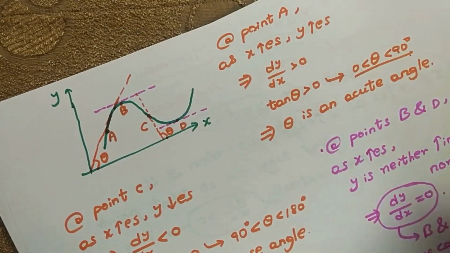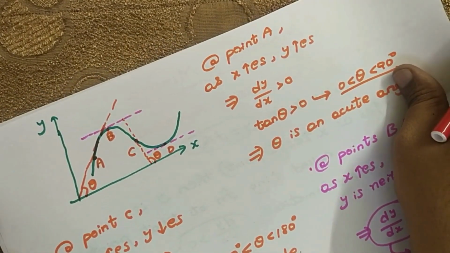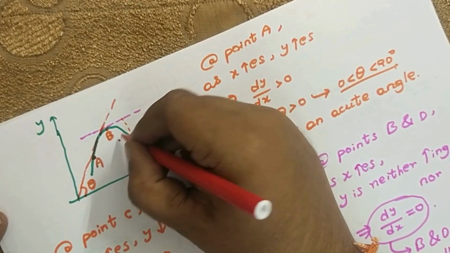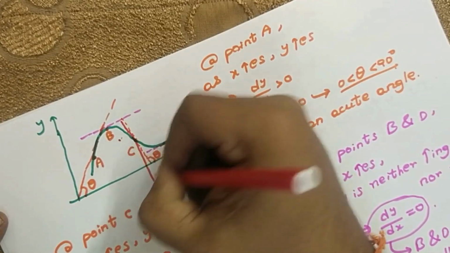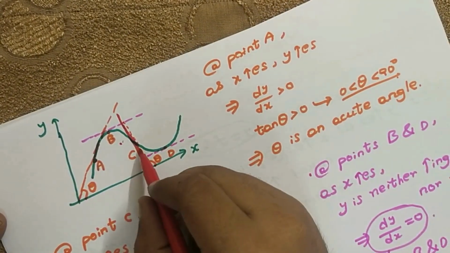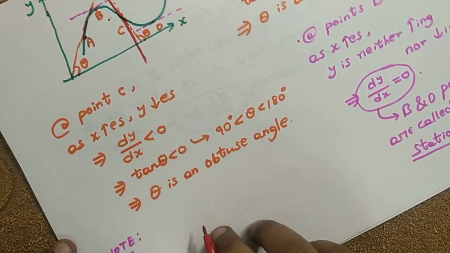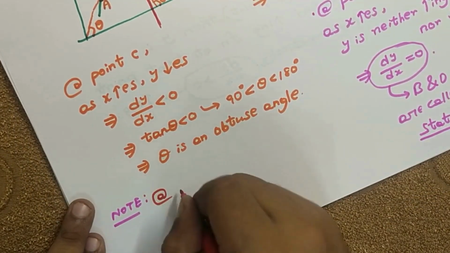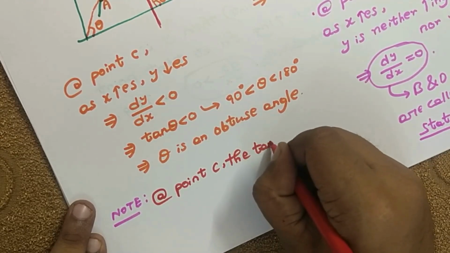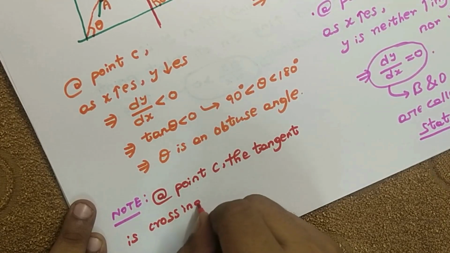If we consider one tangent at the point C, let's make one tangent like this at point C. This is one tangent, right? If we observe the tangent, it is crossing the curve. So at point C, the tangent is crossing the curve.